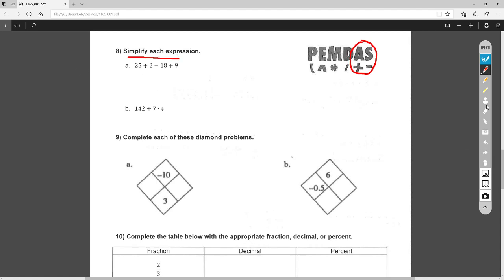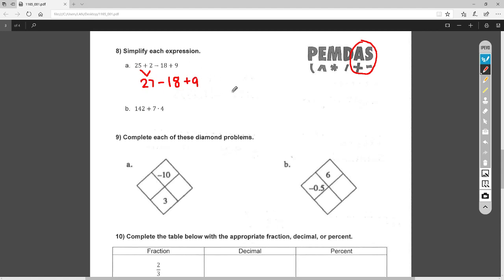Okay, so I like to do mine step by step. I like to draw a little caret to show I'm doing that section first. So 25 plus 2 gives you 27. And then I like to make sure I write down the rest of my expression so I don't forget any numbers here.